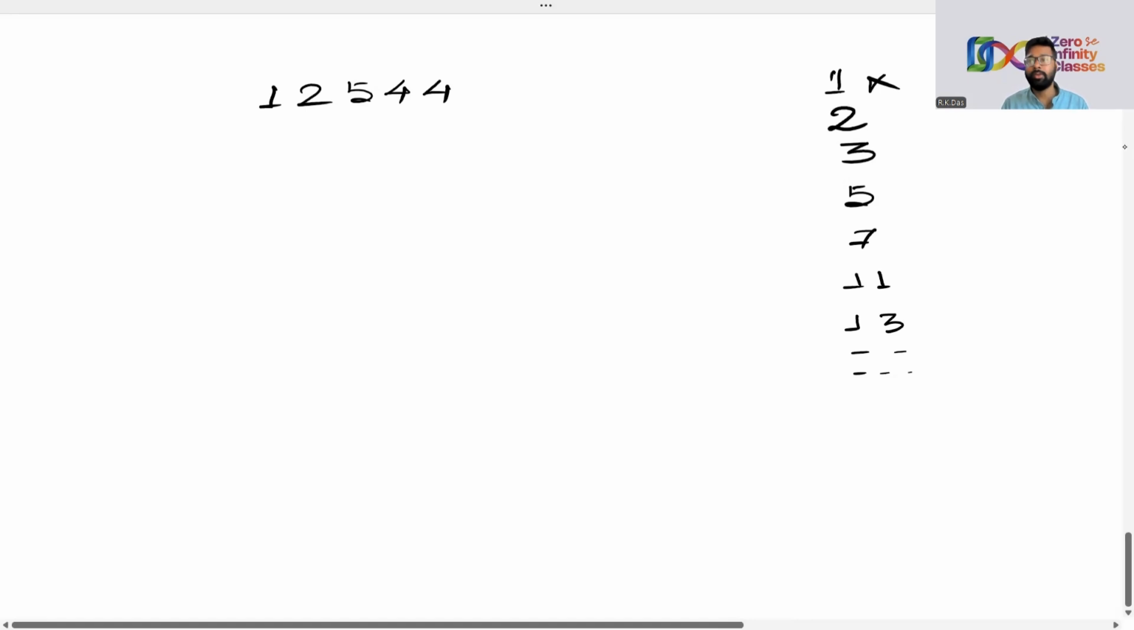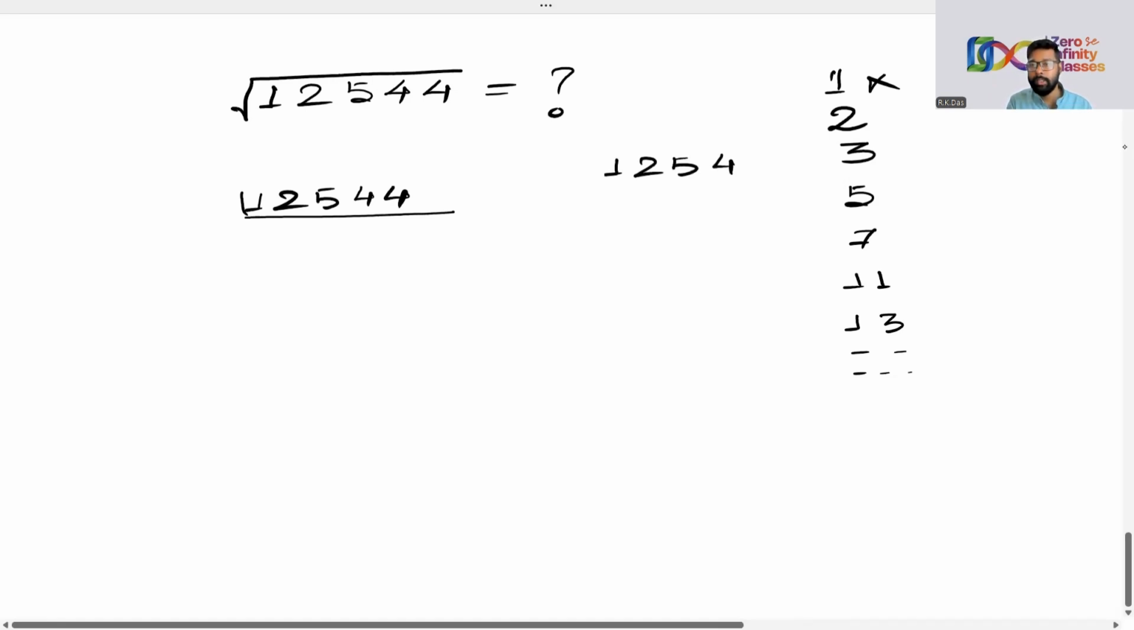We must know the divisibility rules as well, since we are prime factorizing 12544. We need to calculate the square root of 12544. So let us start with prime factorization. Here I'm writing 12544. The last digit is 4. And we know that if the last digit is 0, 2, 4, 6, or 8, then the number is divisible by 2.